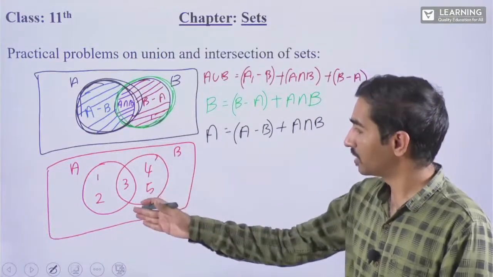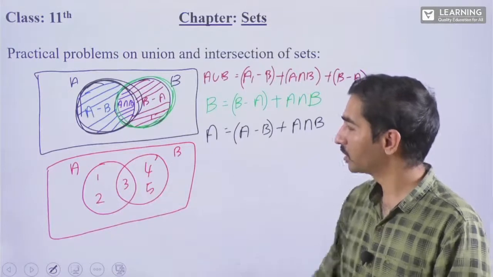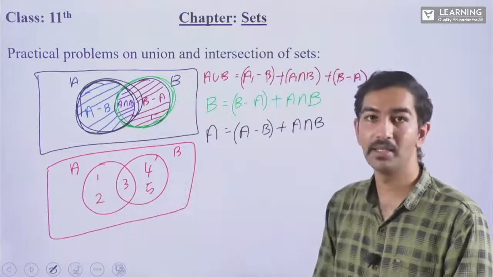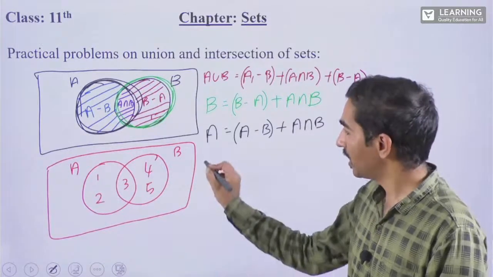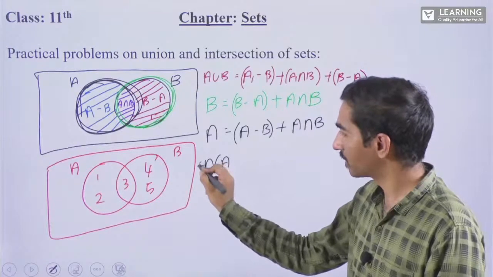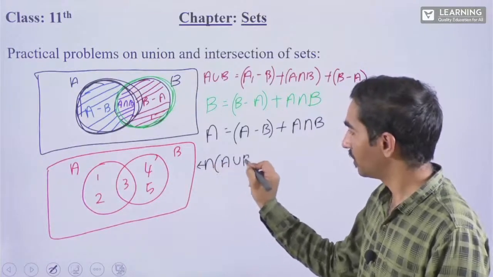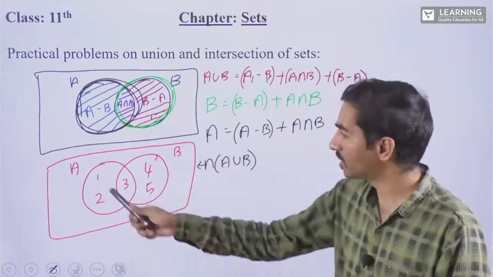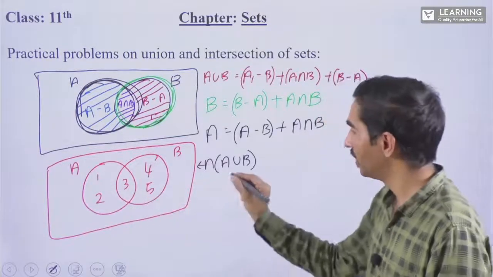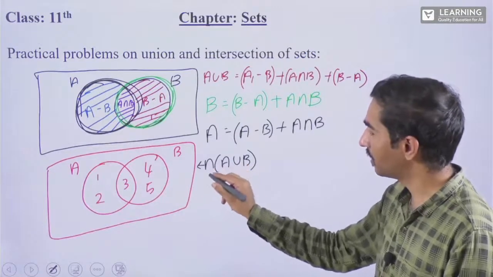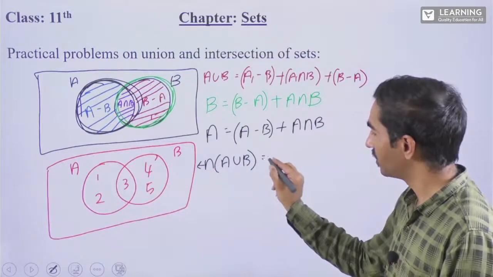Now we'll come to here. This is one small example. So I have written few numbers also inside set A as well as in set B. First of all, we'll see what is n of A union B. Now this is referring to this diagram. N of A union B means how many elements are there in A or B. You can count it, students. 1, 2, 3, 4, 5. So the number of elements in A union B, that is nothing but number of elements in A or B, this will be equal to 5.